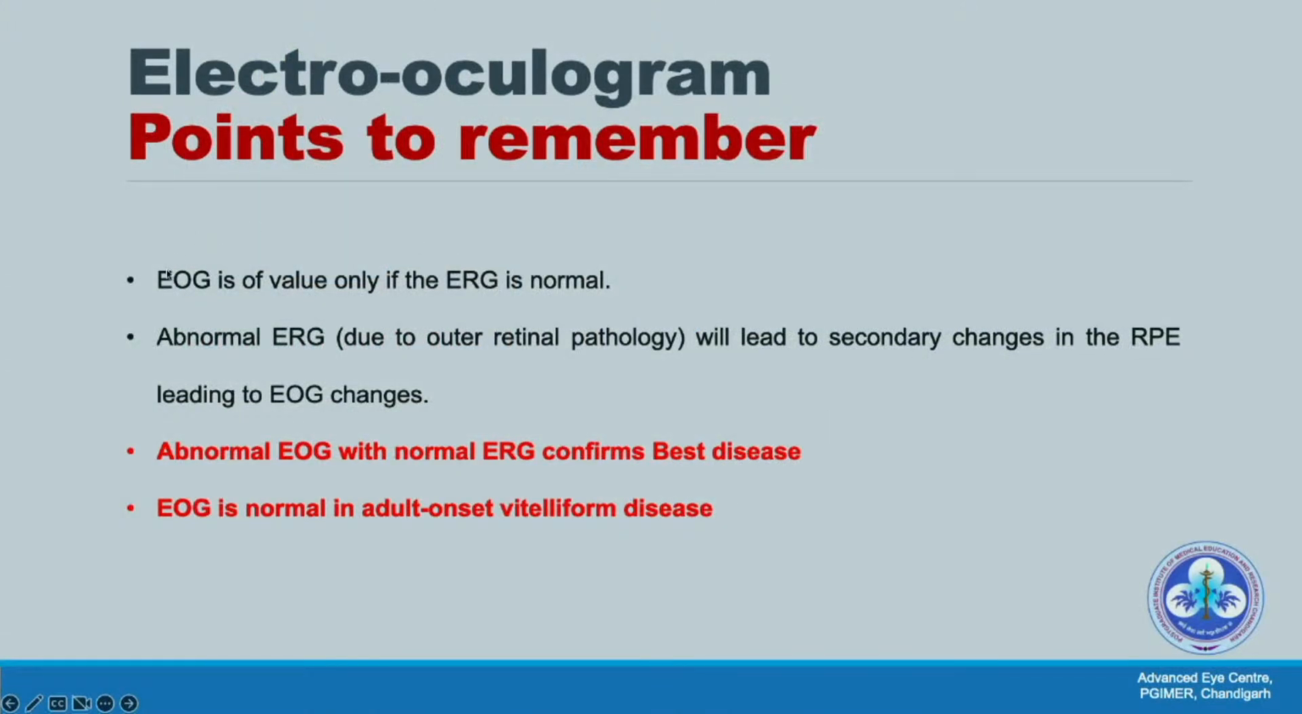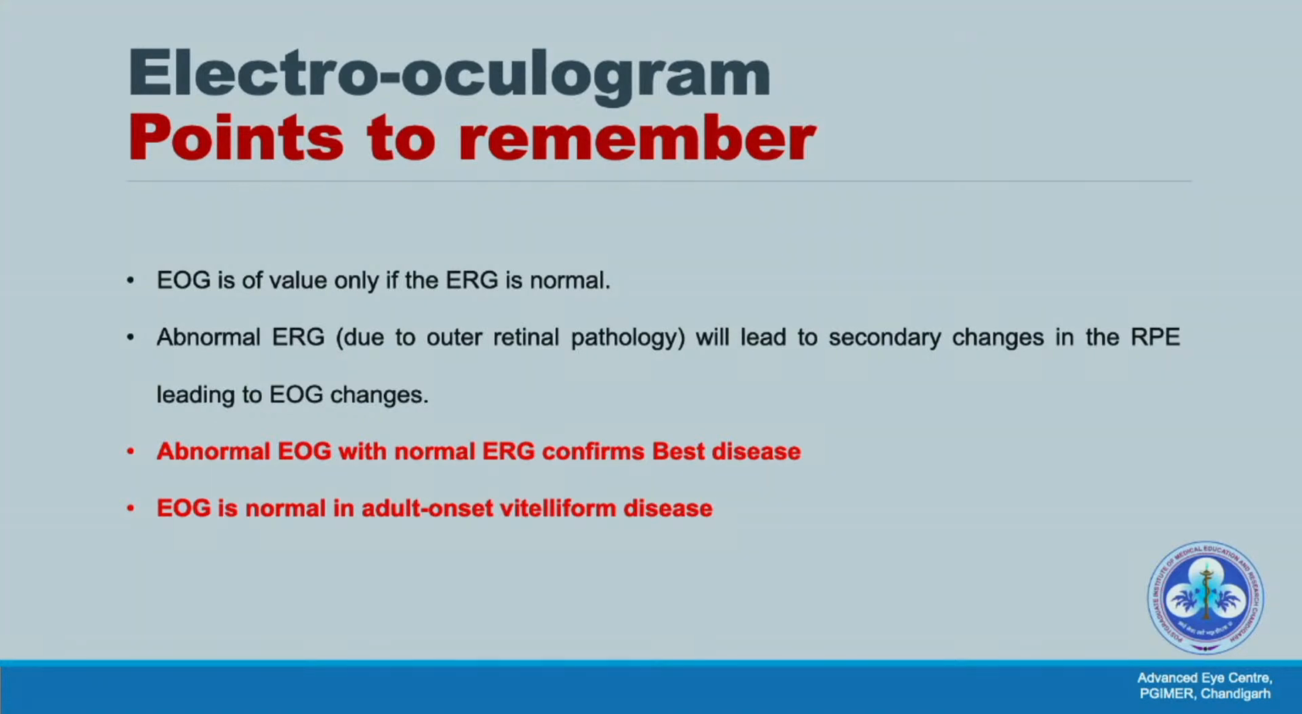But what you have to remember is EOG is of value only if your ERG is there along with it. If your ERG is abnormal, if your photoreceptors are not functioning correctly, your EOG will come abnormal. So you have to have a full field ERG before you do an EOG. Only then can you interpret the EOG further.